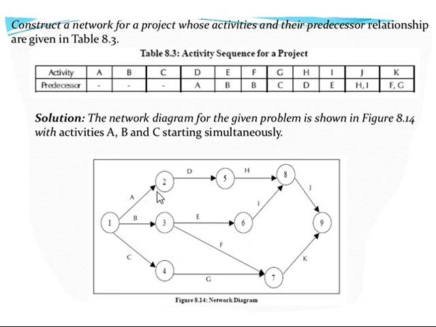They will all end at different nodes. Node 2 is the endpoint for activity A, node 3 is the endpoint for activity B, node 4 is the endpoint for activity C. After completing A, B, C, now we need to observe carefully. I need to represent another activity called D.